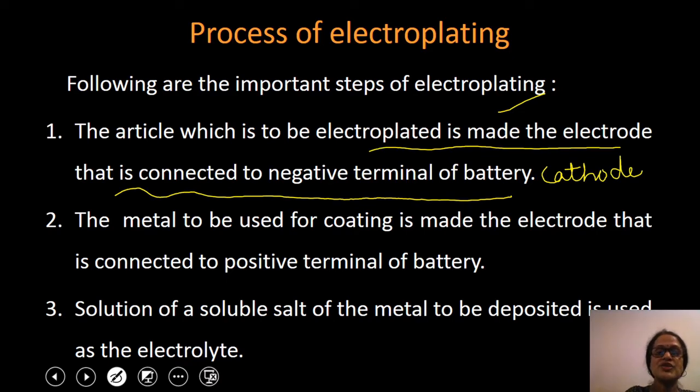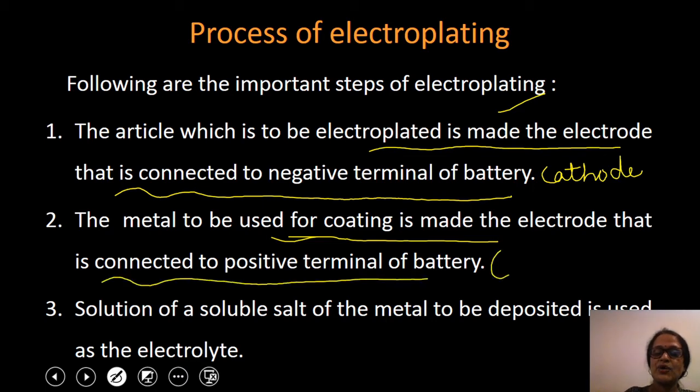And the metal which is used for coating is made the electrode that is connected to positive terminal of the battery. So the electrode which is connected to positive terminal of the battery is called as anode, and the electrode which is connected to negative terminal of the battery is called as cathode.